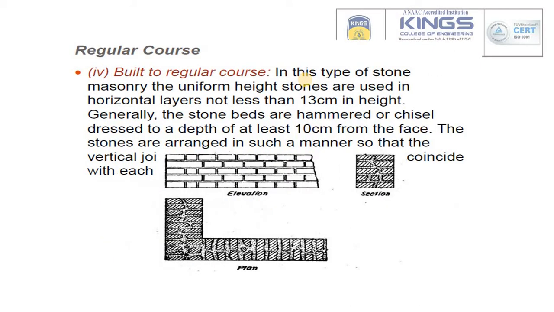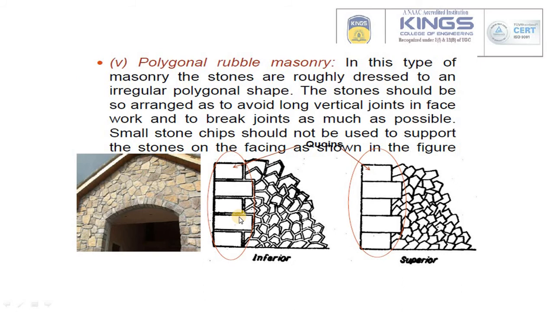Built-to-course rubble masonry. A regular course is nothing but like a regular brick building. We have to arrange the stones like that, dress the stones, and then put them in place. That is called a regular course bond. After that, polygonal rubble masonry. Polygons are usually found in churches or choirs like that. In that, we give polygonal type structures to the masonry form. That is called polygonal rubble masonry.